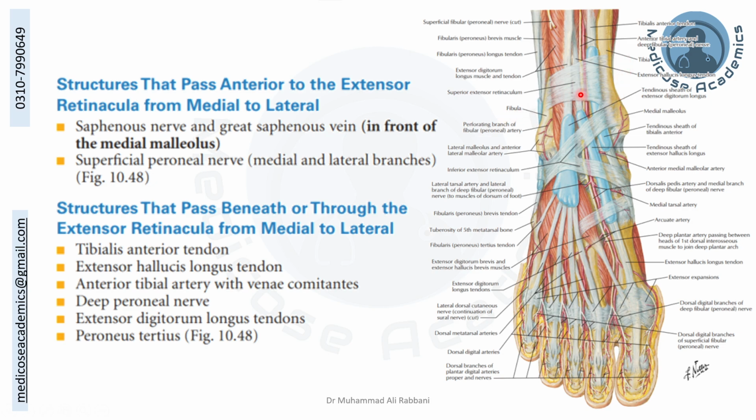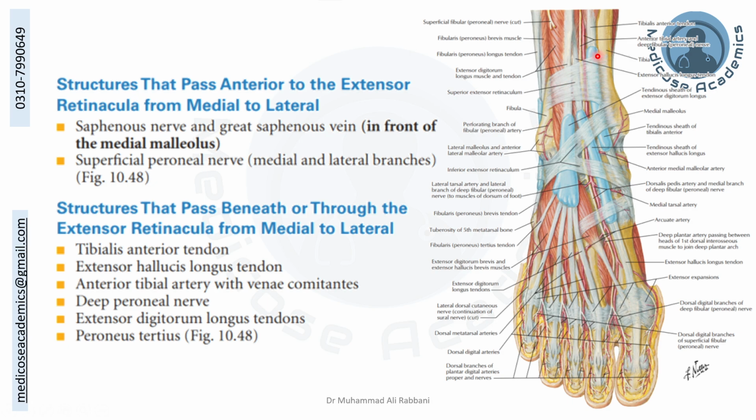When we look at structures that are passing beneath or through it, let's go from medial to lateral. I'm not going into much detail about which structures are passing underneath it. From the superior retinaculum, there is tibialis anterior, then anterior tibial artery, then deep peroneal nerve, then extensor hallucis tendon, then extensor digitorum tendons, and peroneus tertius tendon.